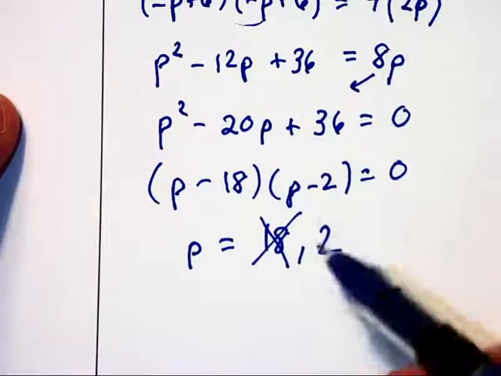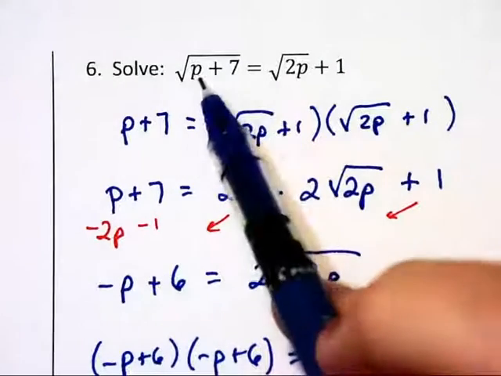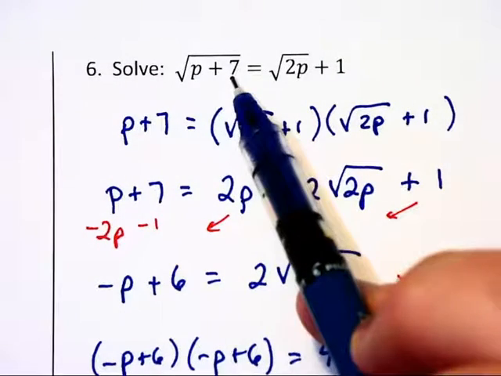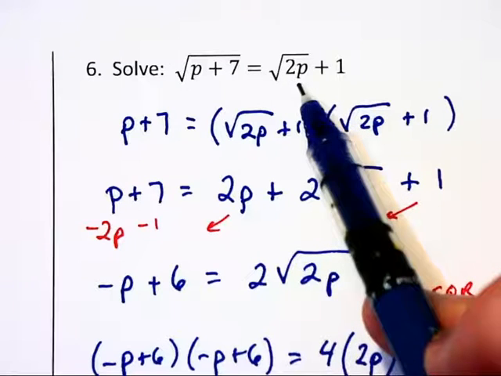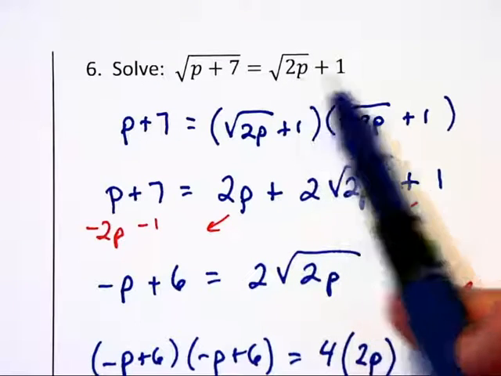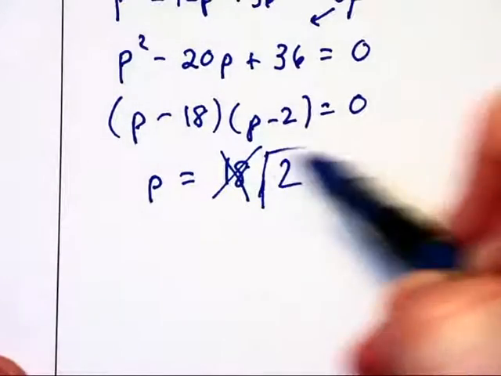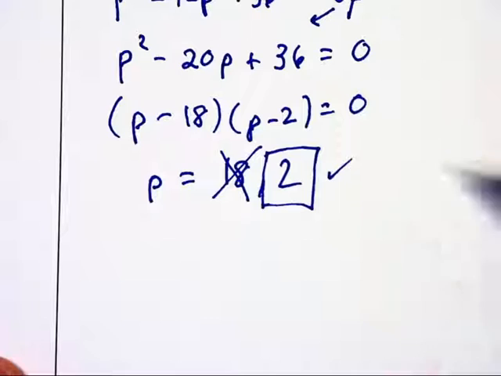And now we need to check the 2. Substitute 2 into the problem. 2 plus 7 is 9, so we have the square root of 9, which is 3. On the right, 2 times 2 is 4, square roots to 2, plus 1 is 3, and so that one does check, and 2 is our only solution to this problem.